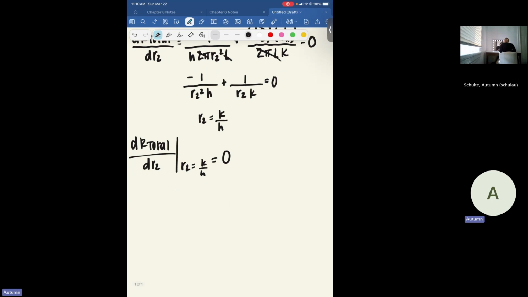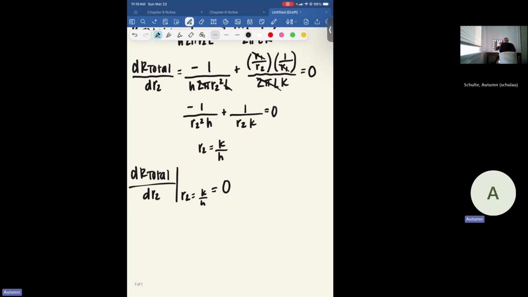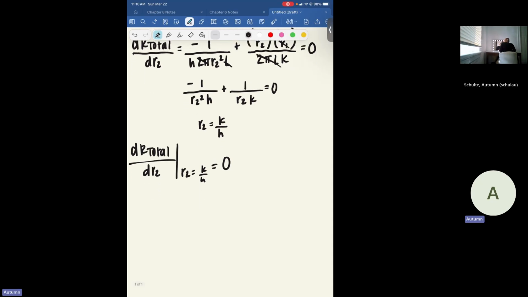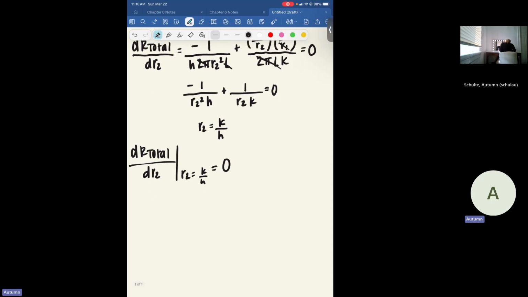Now we might be wondering, well, is this a minimum or a maximum? And in order to find that, we're going to have to take the second derivative. So let's rewrite out our first derivative.